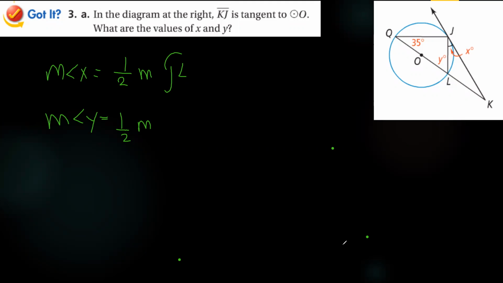So can you repeat? How would you say? We can find the arc JL because they give us an inscribed angle. Okay, I understand what you say. Now, the measure of angle Y is half the measure of the arc QJ.